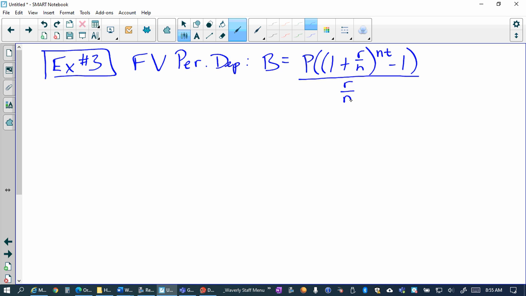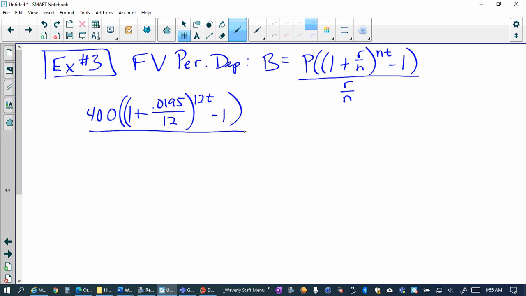So let's plug in the variables that we have here. Again, I'm going to move the capital B off to the right, as you know I do. So the P is $400 times 1, double up our parentheses, plus the rate is 0.0195, compounded monthly, 12, to the 12t minus 1, all over 0.0195 over 12. And we need that to end up equaling $10,000. And we want to know how long it will take, so we'll have to solve for t.